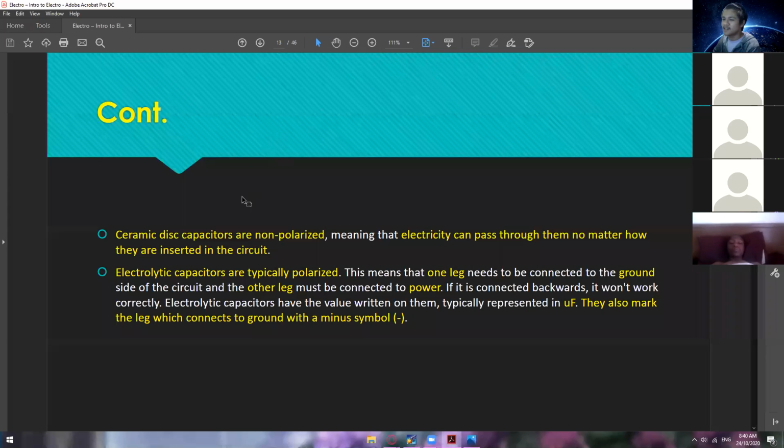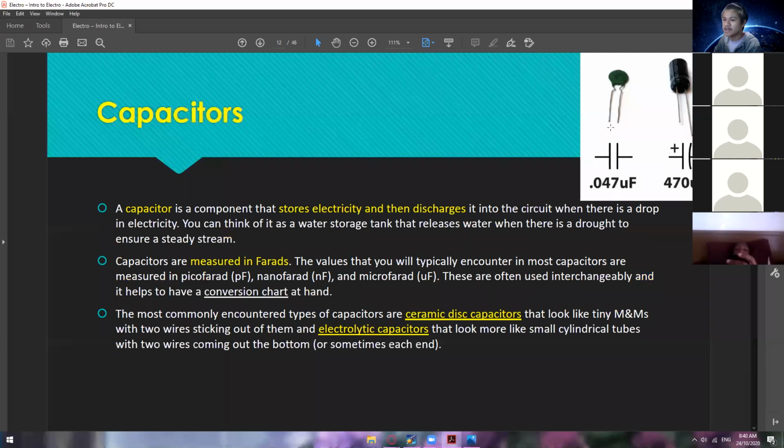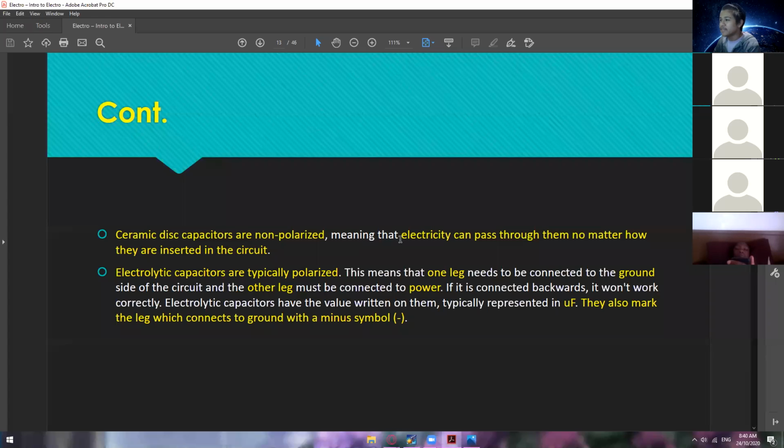So continuation for this capacitor. Ceramic disc capacitors, as I said a while ago, are non-polarized, meaning they don't have a polarity. So you can use any of those wires, meaning electricity can pass through no matter how they are inserted in the circuit. But electrolytic capacitors are typically polarized, meaning they have a polarity. So one leg needs to be connected to the ground and the other one to the power. If it's connected backwards, then it will not work.